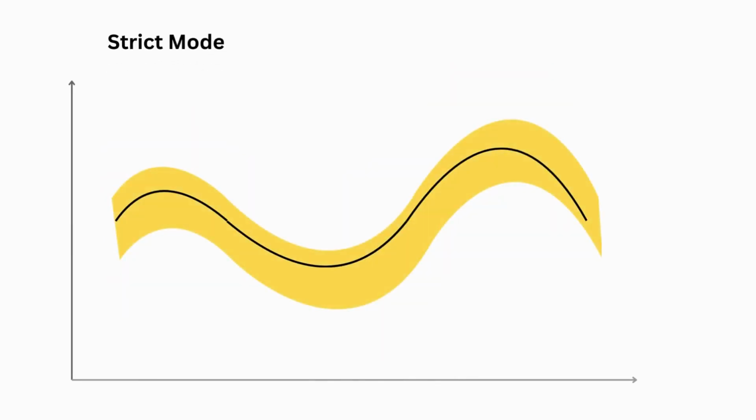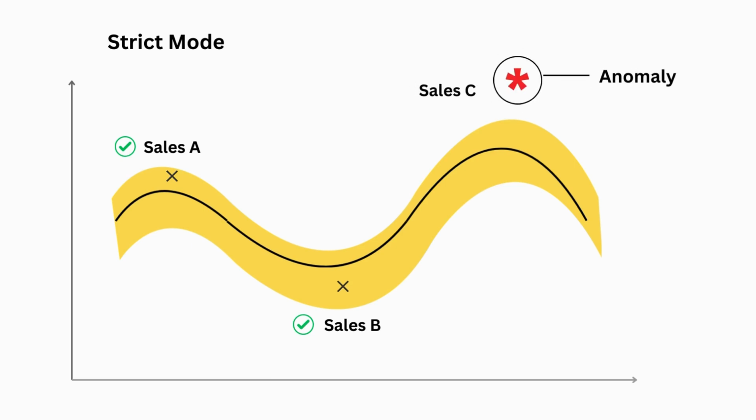For example, in strict mode, sales A and sales B fall within the buffer, indicating they are normal transactions. However, sales C exceeds the buffer and will be classified as an anomaly. When an anomaly like sales C is detected, you will receive a notification.